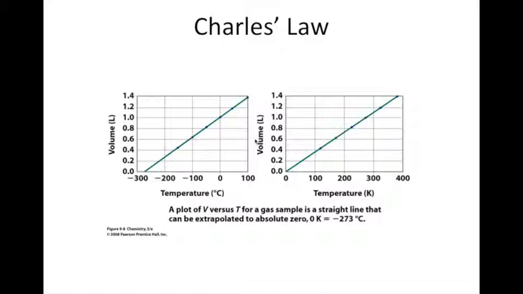Graphically, it can be seen here. As the volume increases, the temperature increases, and this can be seen on the Kelvin or Celsius scale, although we always want to use the Kelvin scale when analyzing Charles's law. So as the volume increases, the temperature increases proportionally, and we get a linear relationship, as you can see here.